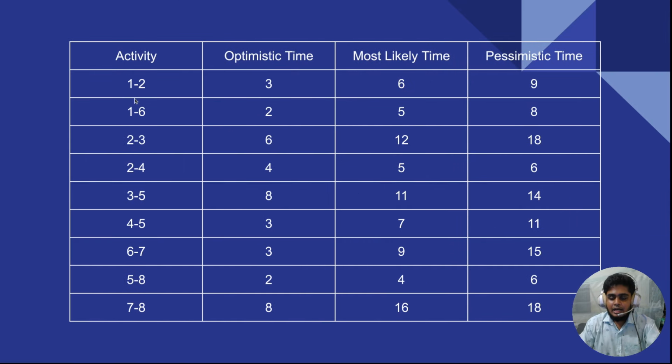So let's jump into the second part of this video. This is the question. In PERT analysis, there are three values: one is optimistic time, one is most likely time, and one is pessimistic time. These are the activities: 1 to 2, 1 to 6, 2 to 3, 2 to 4, 3 to 5, 4 to 5, 6 to 7, 5 to 8, and 7 to 8.